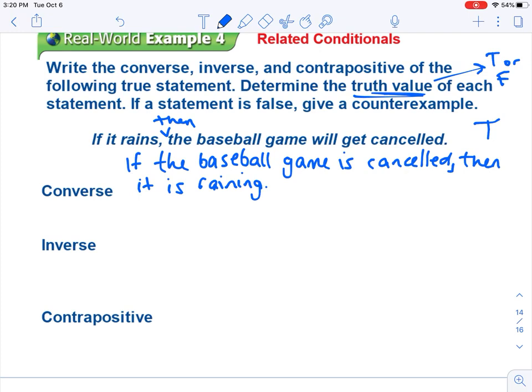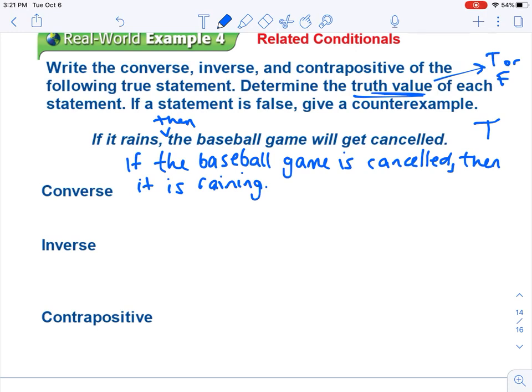Now, I do want to point out, I don't mind so much the tenses you use, and you can even add words here and there if you need to. So I have it in the is form. You could say if the baseball game was canceled, then it was raining. I don't mind so much. Okay? Now I need you to decide the truth value. So is it true or false? So if the baseball game is canceled, then it is raining.